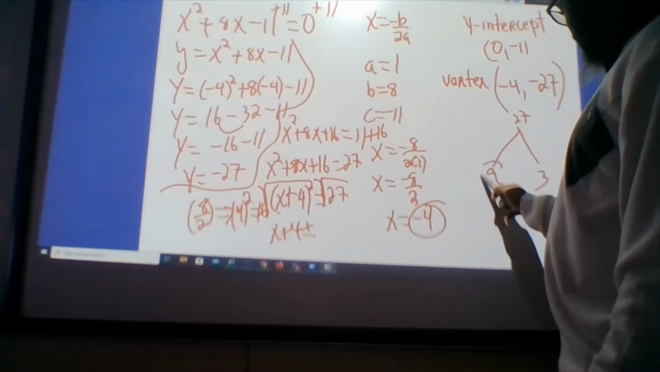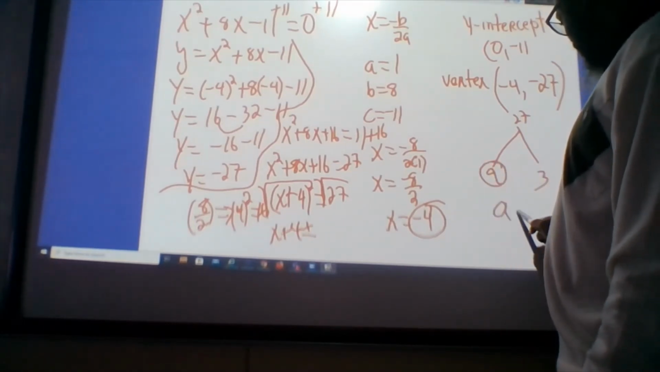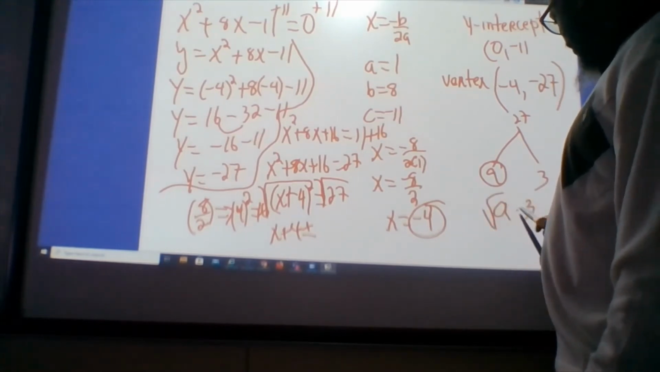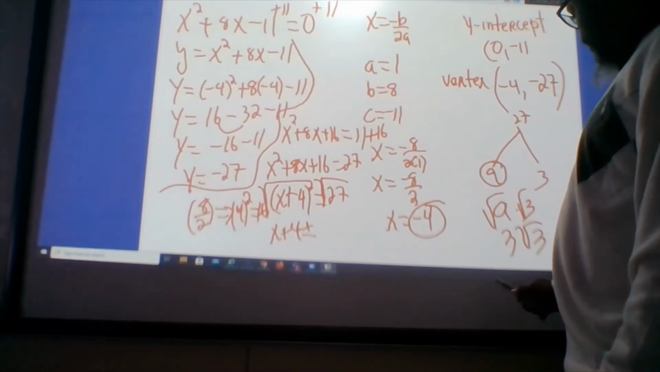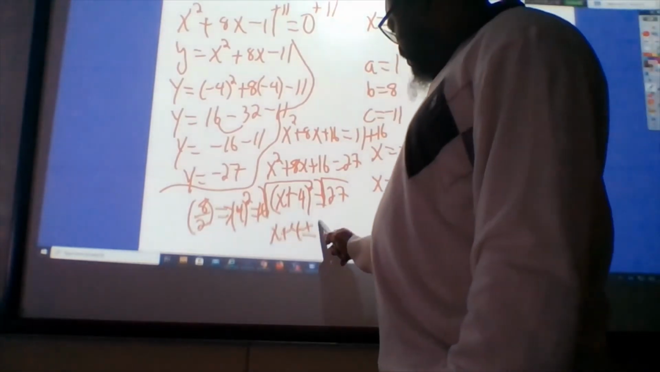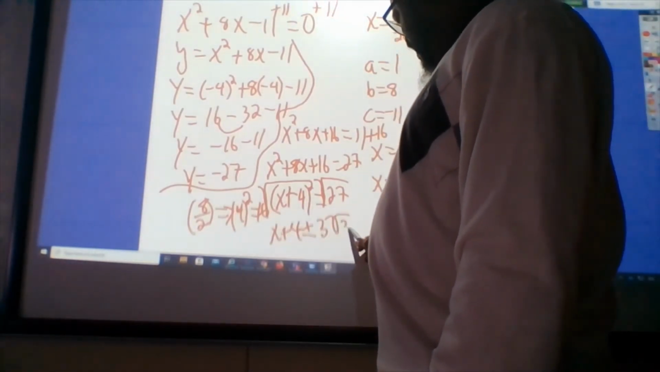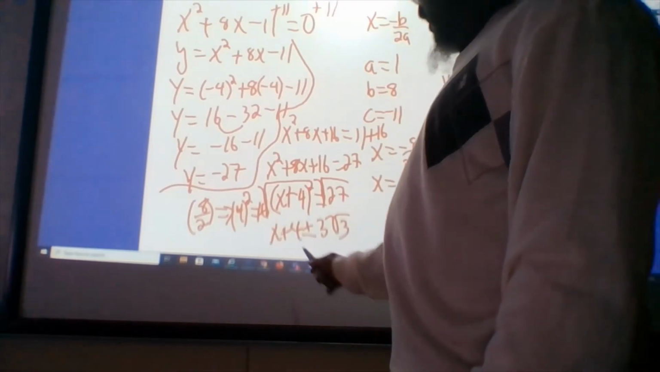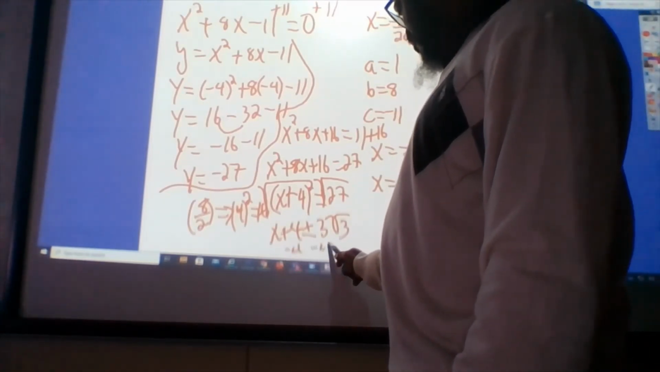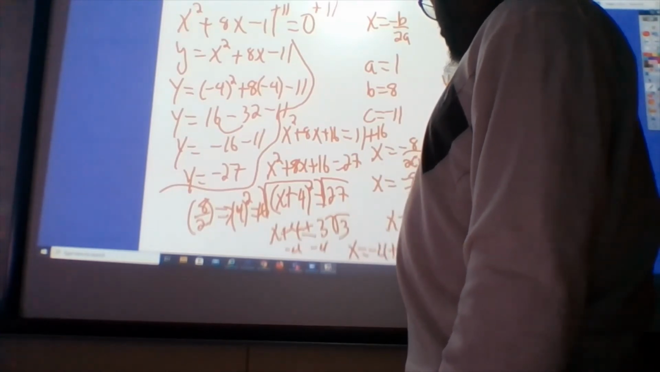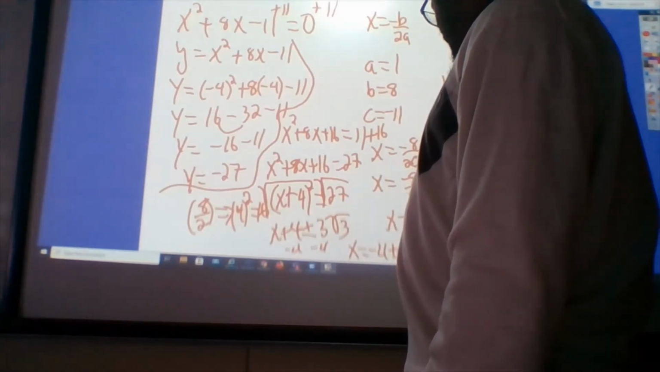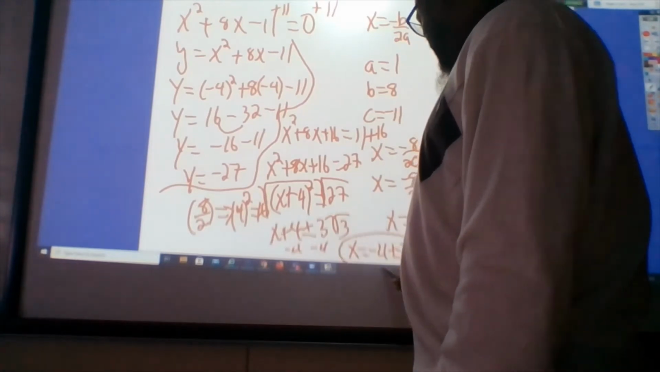Then I need to get x by itself, subtract 4 on each side. I will have x equal minus 4 plus or minus 3 root of 3. This is my x-intercept. Okay? And I'm done. I find all of the points that I need to find. Then next lesson, I will be ready to graph those. Right?